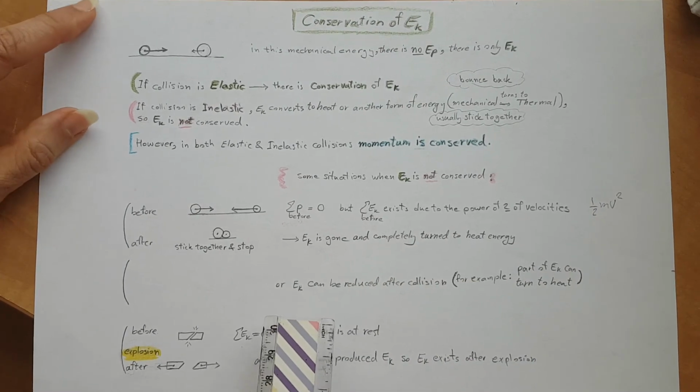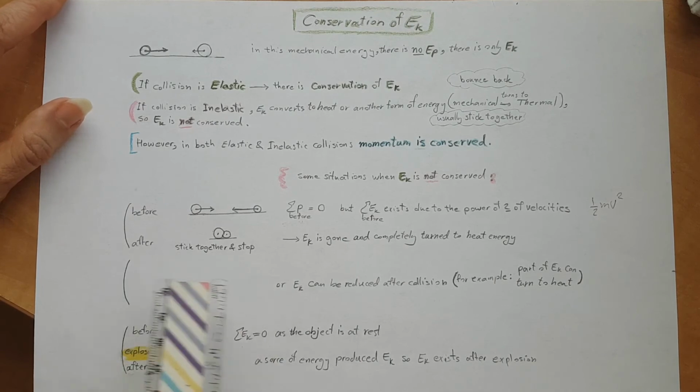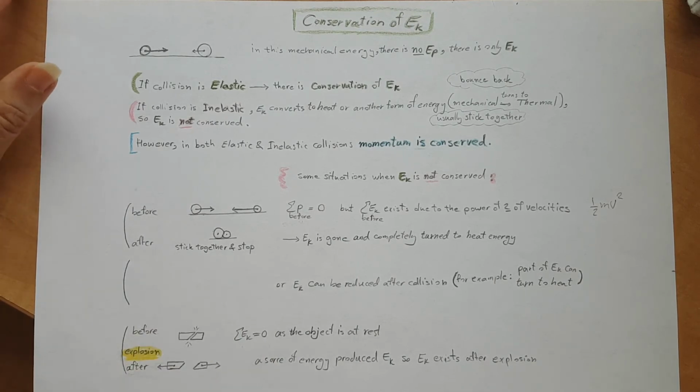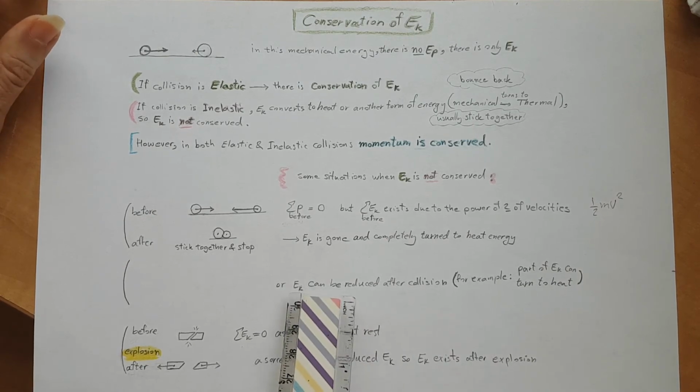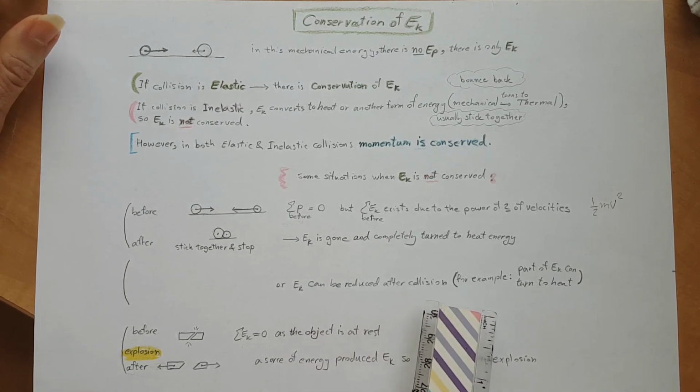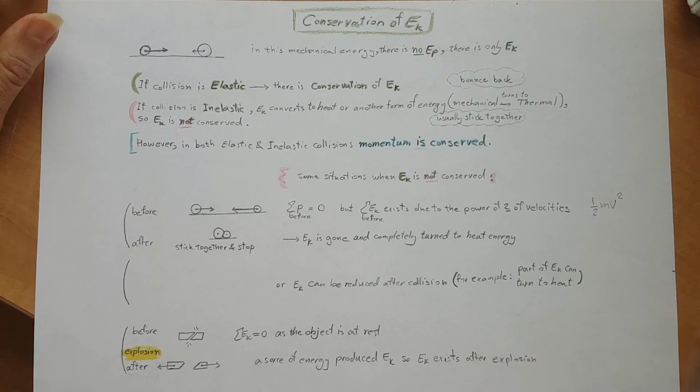And here, for example, there could be a situation where they stick together but can still move, or any situation when the EK is reduced after collision. So part of the EK can turn to heat, for example.